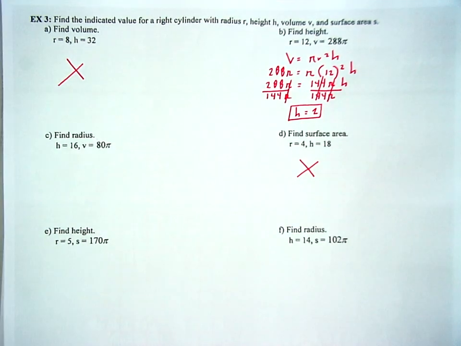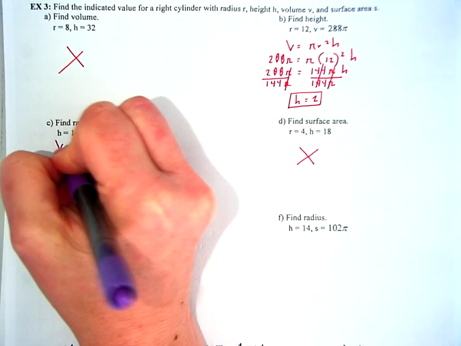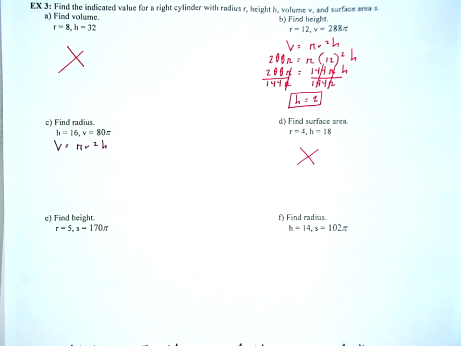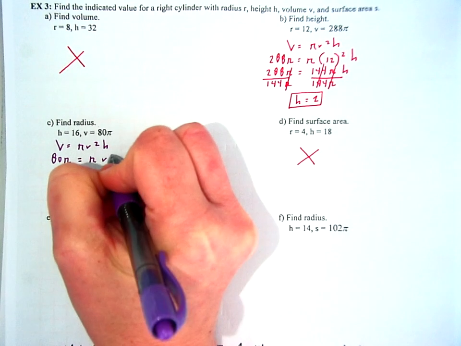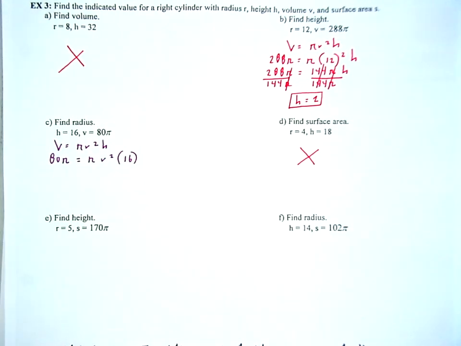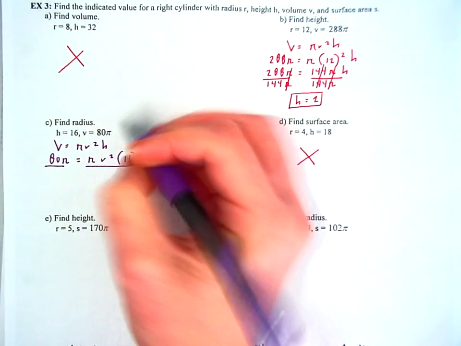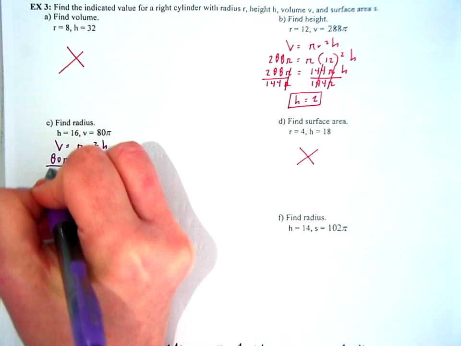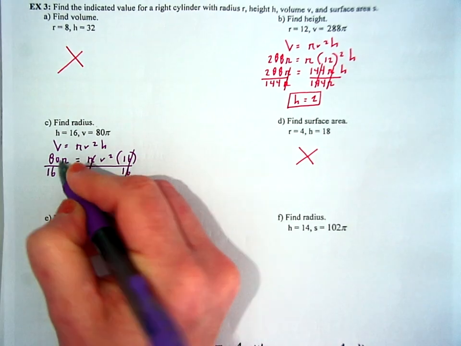Okay, for C, find the radius. So here again, we're starting off with the height and volume. We want the radius. So I'm just going to start by laying out my formula. So I know that volume is the base area times the height. So I'm going to go ahead and plug in the 80 pi for volume and the 16 for the height. So what I need to do now is I want to divide both sides by the 16 and the pi. I want to get the radius all by itself. So I'm dividing by that 16 and the pi. So 16 pi over here, it's going to knock away 1 to 1, just like so.